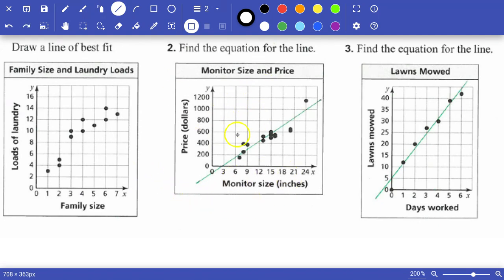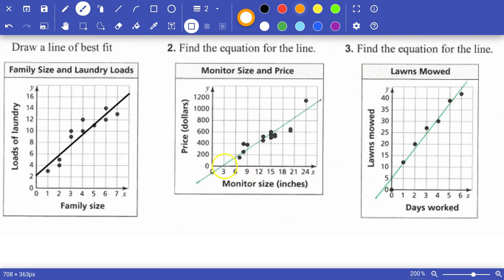Okay, we're going to take a look at number 2. Actually, I should leave my line on there. Let me leave this line on there. If we're going to take a look at number 2, we're going to write the equation for the line that's already drawn on there. So I need to identify some points that I can use. Let's go ahead and identify the spots that we're going to use to do this.